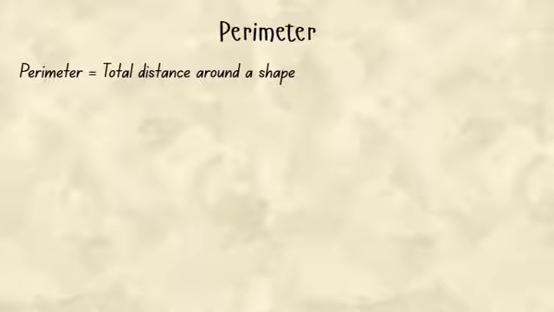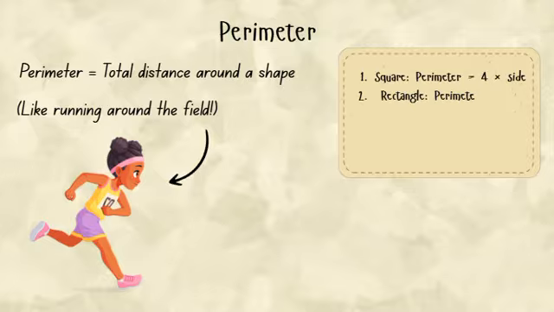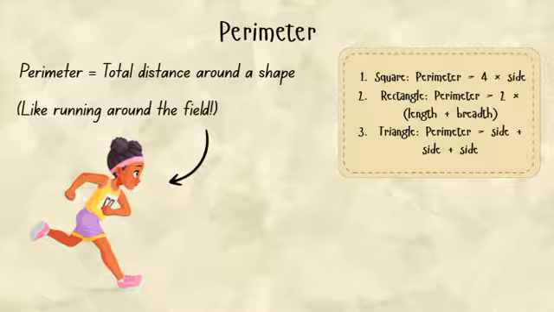Start with perimeter. It's basically the total distance around a shape. Like if you're running around a football field, you just ran the perimeter of it. Here's how we deal with it depending on the shape. Square: all sides are the same, so perimeter equals 4 times the side. Rectangle: perimeter equals 2 times (length plus breadth). Triangle: just add all three sides. So perimeter equals side plus side plus side.